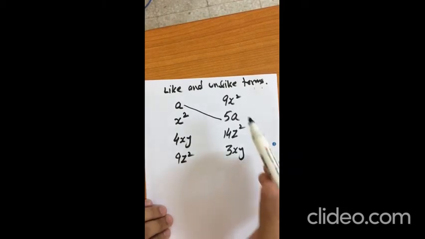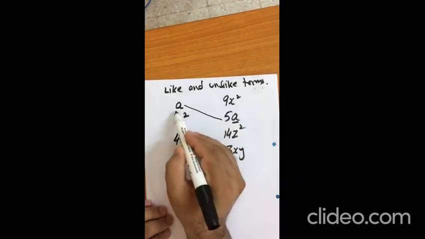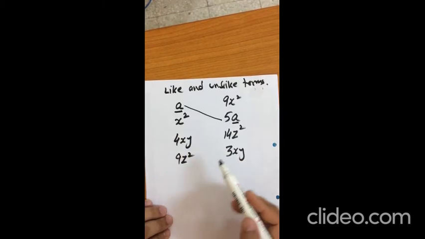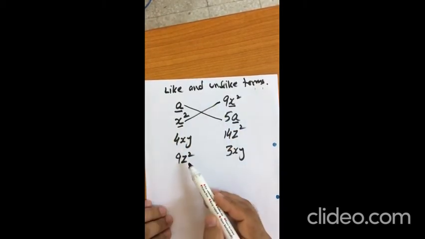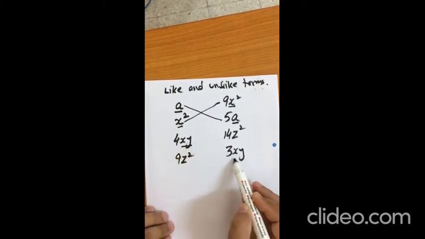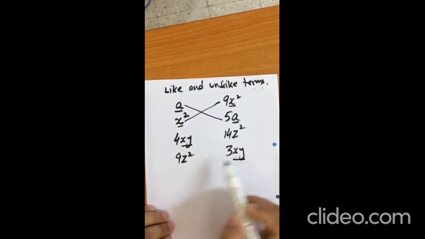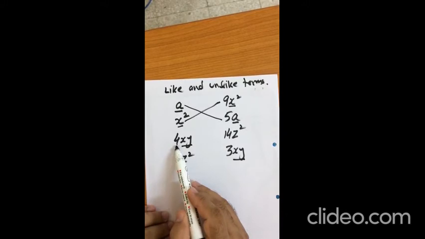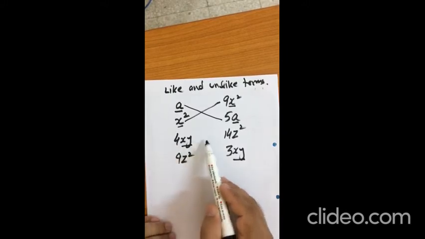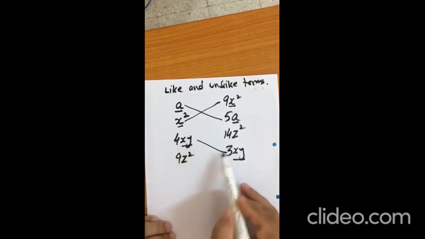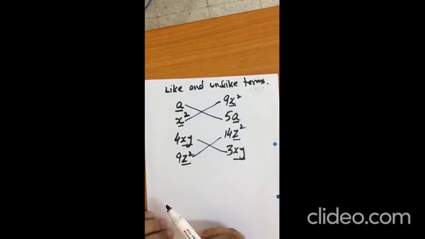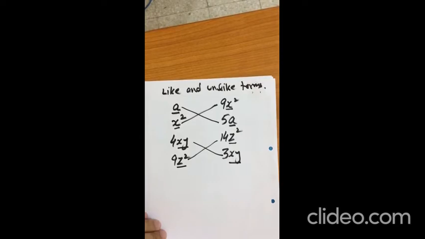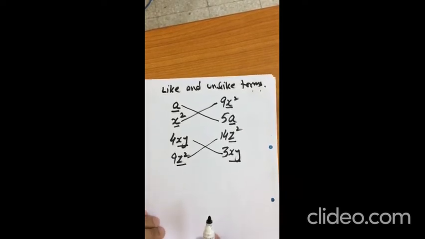In like terms, we only follow the variable. The variable must be exactly the same. Look at this, x square and x square, so they are like terms. Similarly, xy and xy. Though the numbers differ, don't think about the coefficients. Coefficients may be any number, but the variable must be the same. Z square, z square, these are called like terms. Now I'll go directly to the exercise question and explain them there.